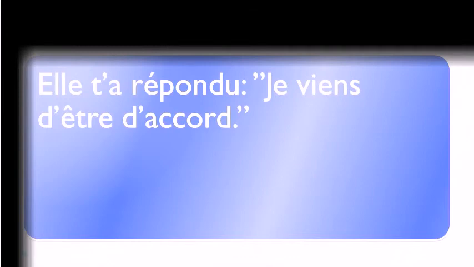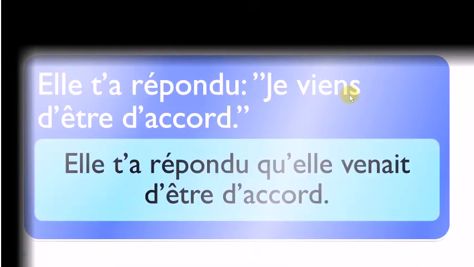Elle t'a répondu, je viens d'être d'accord. Okay, so this is what we call le passé récent. So it's the verb venir, and here it's the present form. Okay, and you will have to modify it and put it at the imparfait form here. Elle t'a répondu qu'elle venait d'être d'accord. Okay, so the only thing that you will have to modify is this verb here, venir. So when you've got this passé récent, it's at the present form. It will be here at the imparfait form. Okay, elle t'a répondu qu'elle venait d'être d'accord.